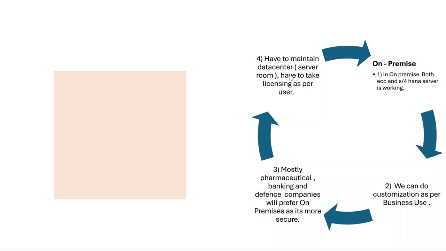Okay, so in that case we have to maintain a data center, a server room as we used to say, and we have to take licensing as per user. So if we require 10 users, we have to go for licensing for 10 users, and if we require 100 users, we have to pay SAP as per 100 users. So that's the licensing per user that we have to take from SAP itself. So that's on premises, right?